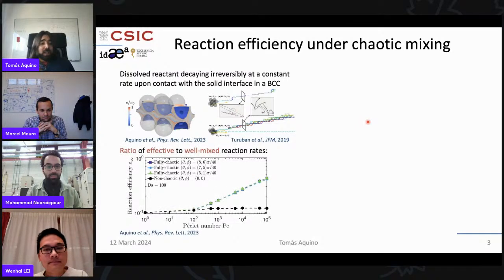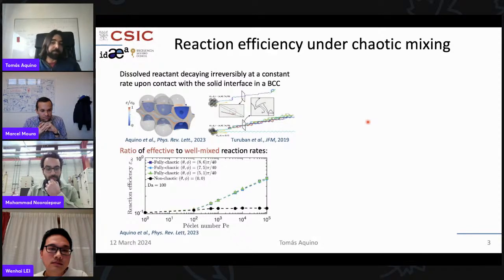So, as our metric to study the impact of this kind of mixing by the flow on reaction, we chose to look at something we call reaction efficiency at late times. And this is nothing more than the ratio of the effective reaction rate across the whole plume and the reaction rate that you get under well-mixed conditions. So if the plume was completely well-mixed in the pore space, in the fluid.